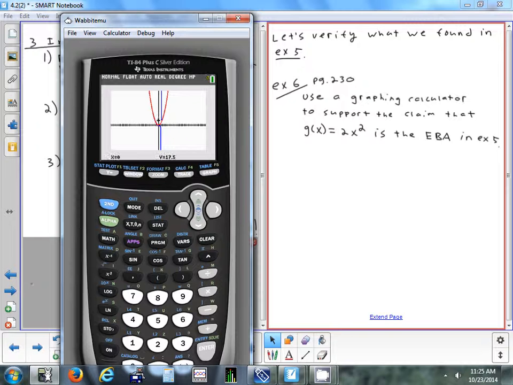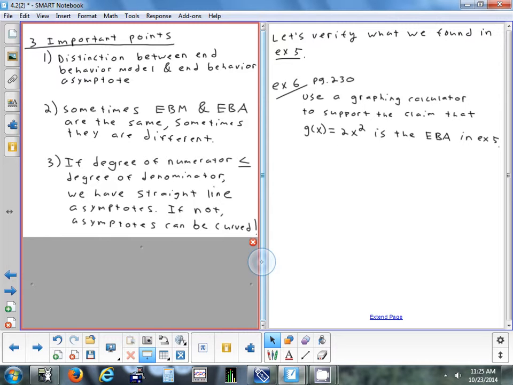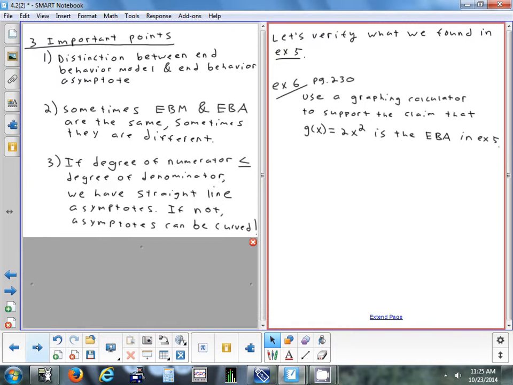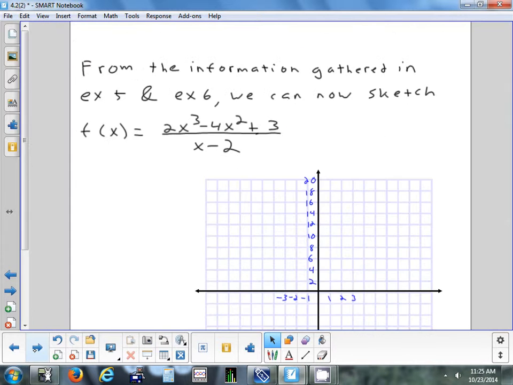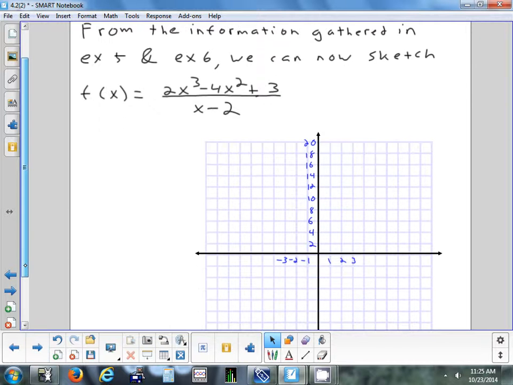Now the red line is almost completely on top of it. Okay, except there's something weird happening around the vertical asymptote. All right, so let's go through how you would sketch that. Okay, first thing you want to do if you're going to sketch something like this is find your end behavior asymptote. We've already done it, and let's sketch it.